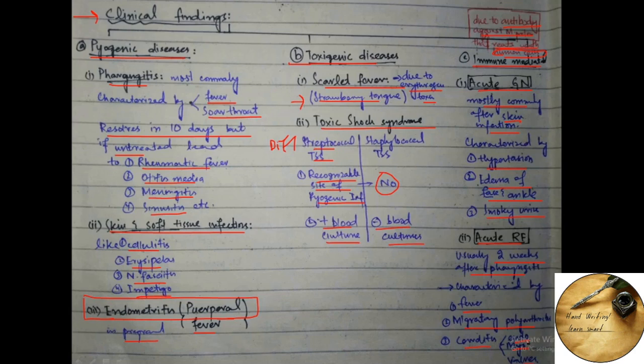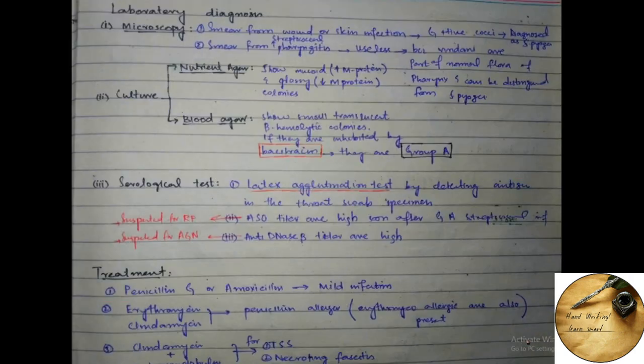Now coming towards the laboratory diagnosis. Through microscopy, a smear is taken from wound and skin infection. We can see gram-positive cocci and it can be diagnosed as a disease caused by pathogens. But if we take the smear for pharyngitis from the oropharynx, it is useless because viridans streptococci are part of the normal flora of the pharynx and can't be distinguished from Streptococcus pyogenes. For culture, we use nutrient agar and blood agar.